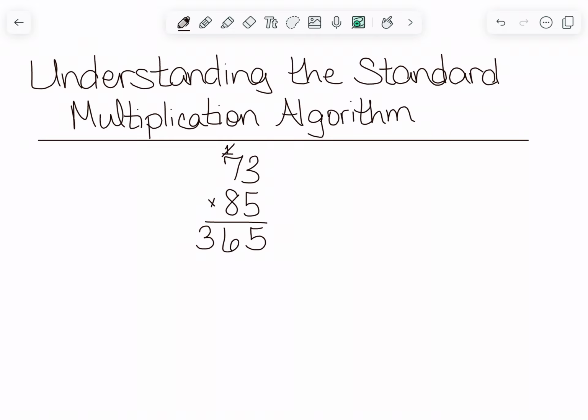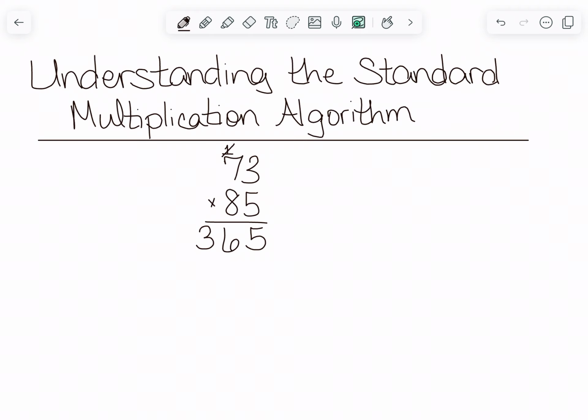Now we move to multiplying 73 by 8. But remember, this 8 represents 8 tens, or 80. This is why we move over one place before writing the next row. That shift represents multiplying by tens instead of ones.